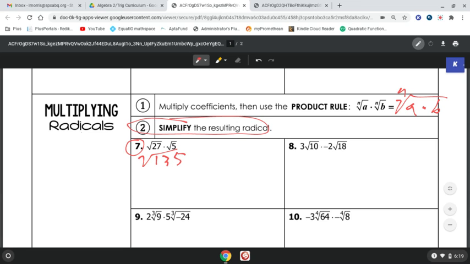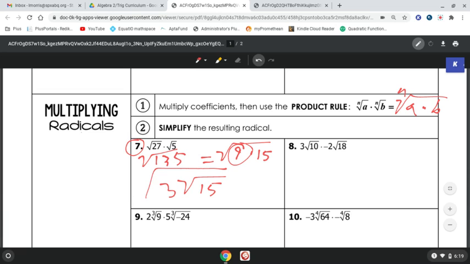And that's step 2 that we're on now, to simplify the radical that we get. So we've got the square root of 135. We can break that down into the square root of 9 times 15. That's going to allow us to take out this 9, the square root of 9 is 3, and 15 would be left inside of our radical because we can't break that down any further. So that would be our answer.